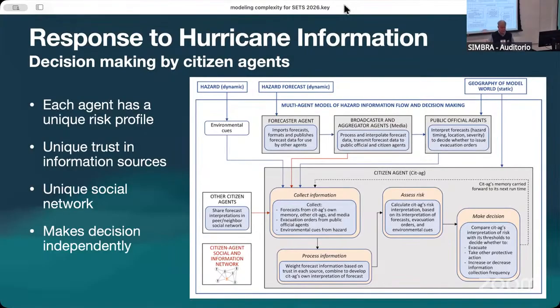Each agent, of course, makes their decision independently, even though they might collect information from their neighbors or their social network.